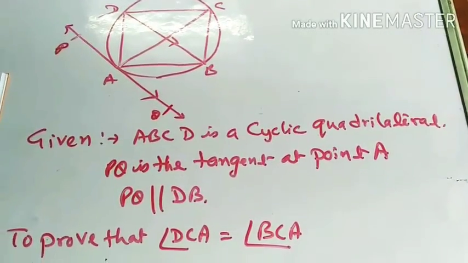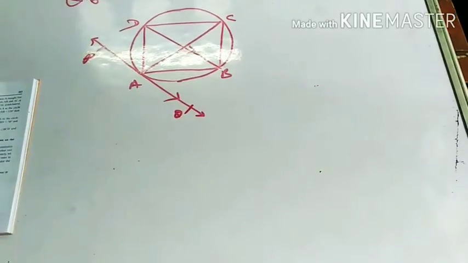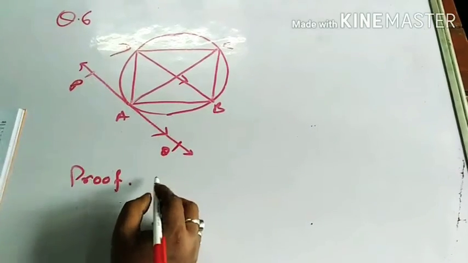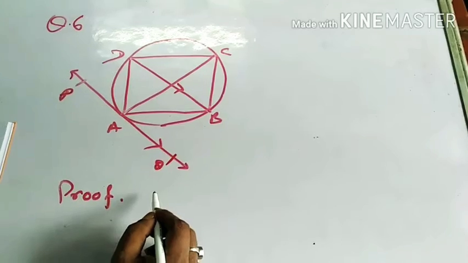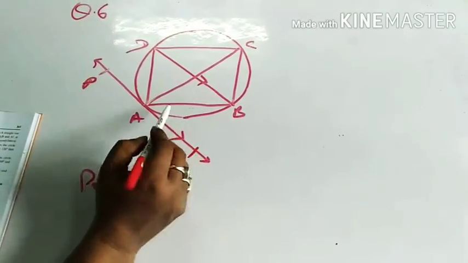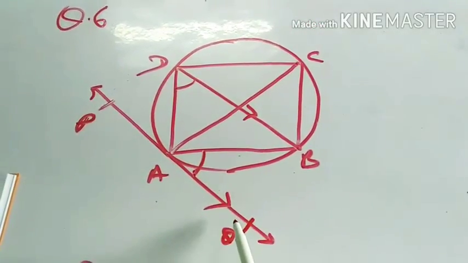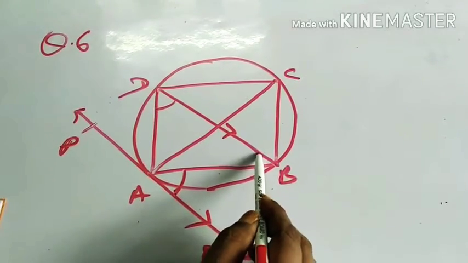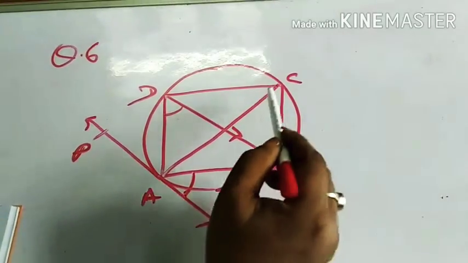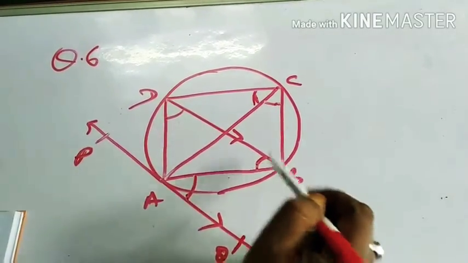Now see the proof. How am I going to do the proof? See, this angle is equal to this angle. This is alternate segment. Again, this angle is equal to this angle because these two lines are parallel, alternate angles. Again, this angle is equal to this angle, same segment. Similarly, this angle is equal to this angle, same segment. Therefore, these two are equal.